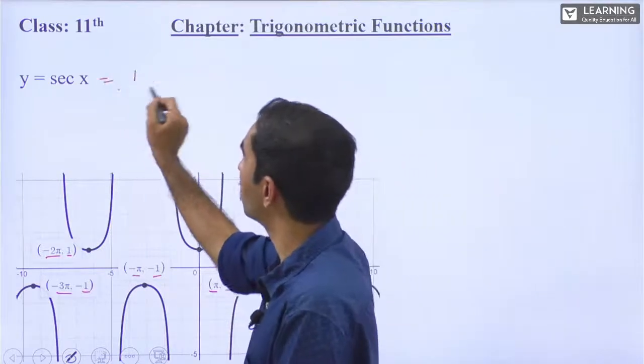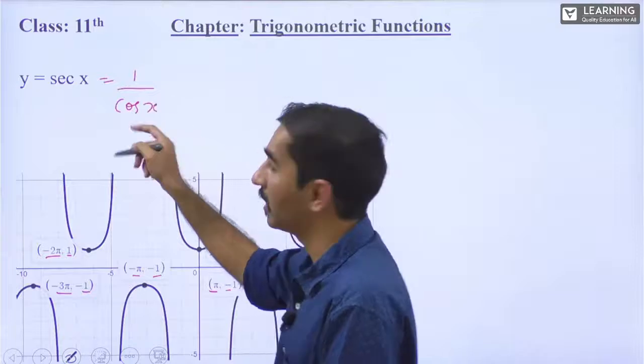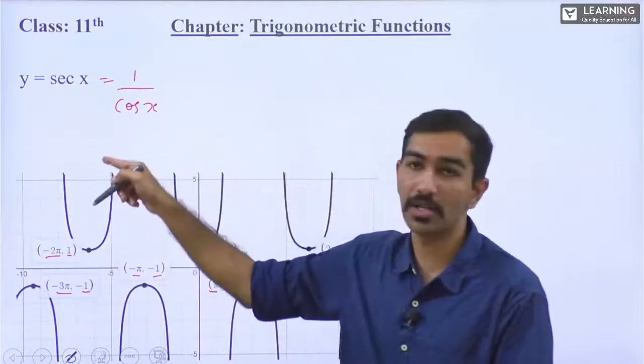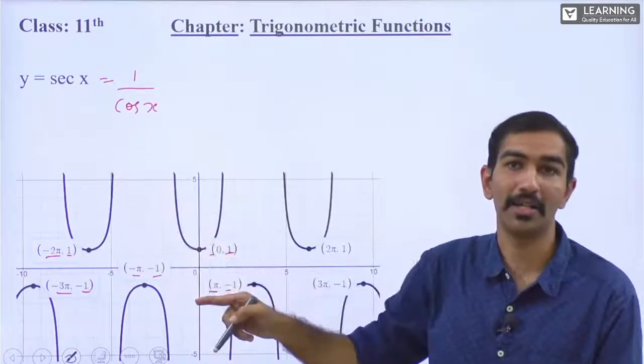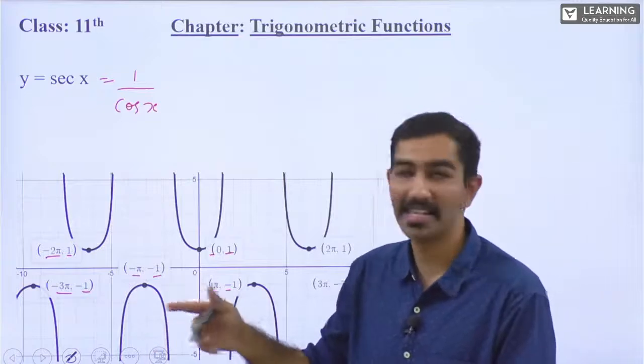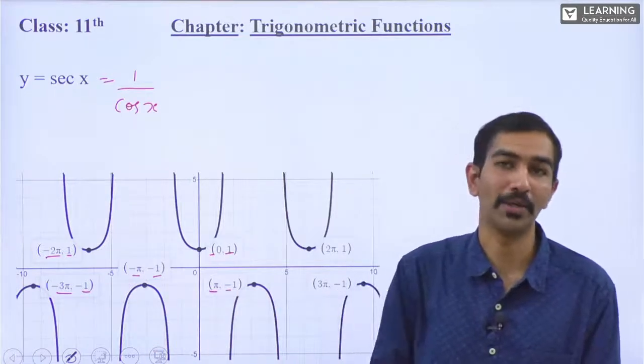So what is secant x again? Secant x is nothing but 1 by cos x. Can cos x be 0? 1 by 0, what is the answer? Check your calculator again if you have not yet checked it. The answer will be error. Any calculator you can check.